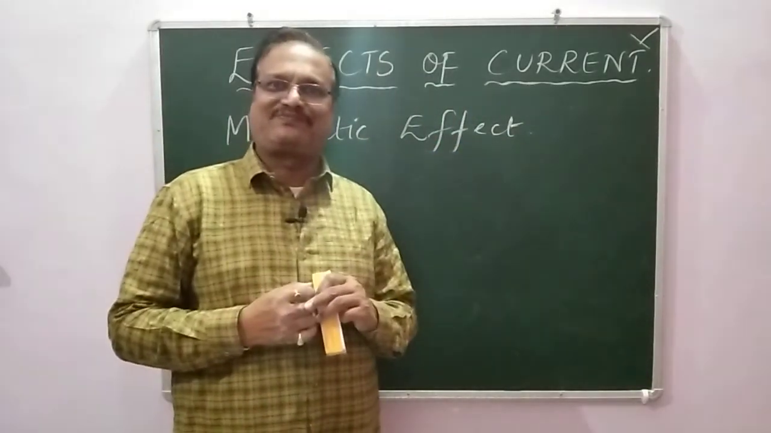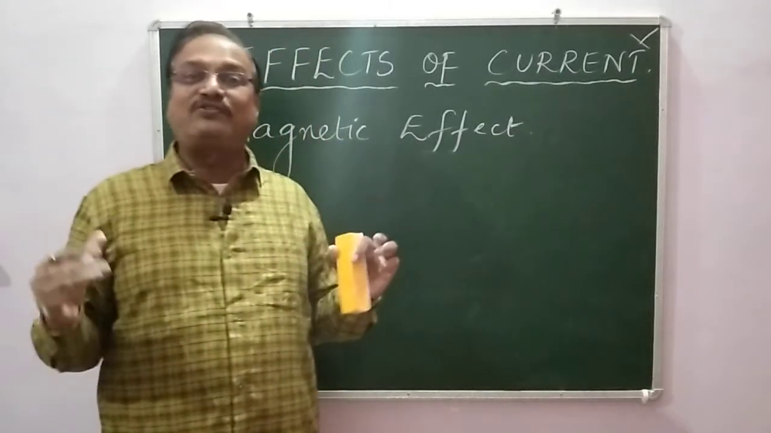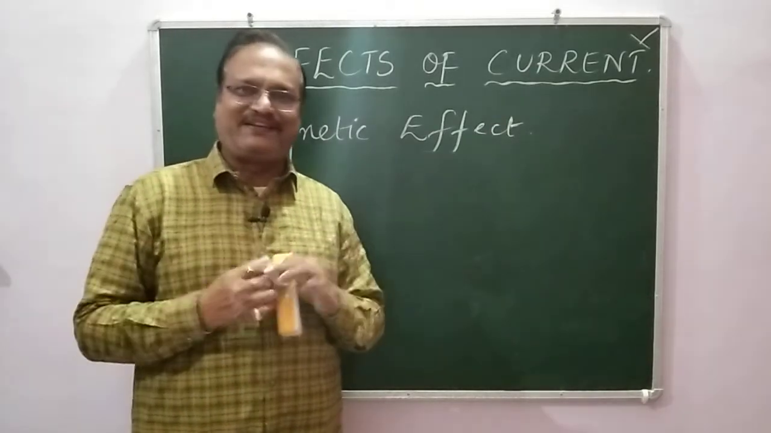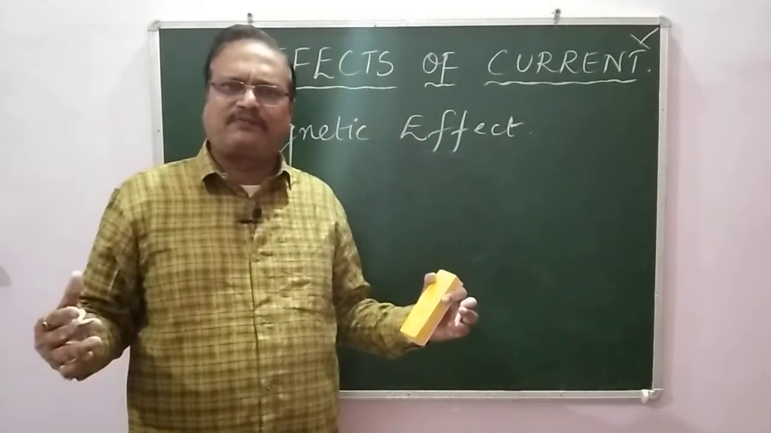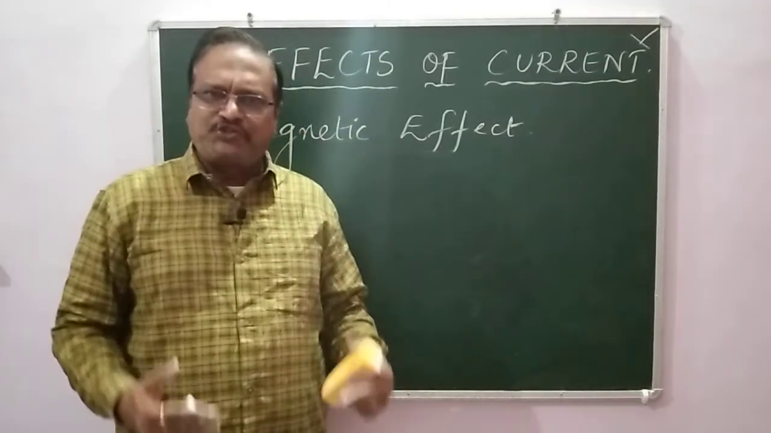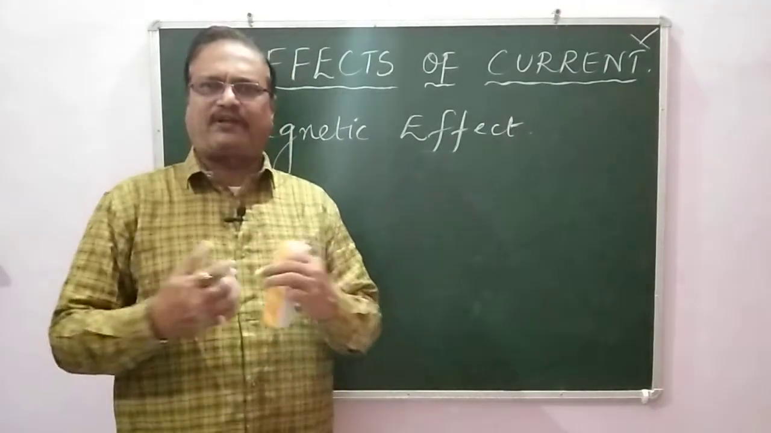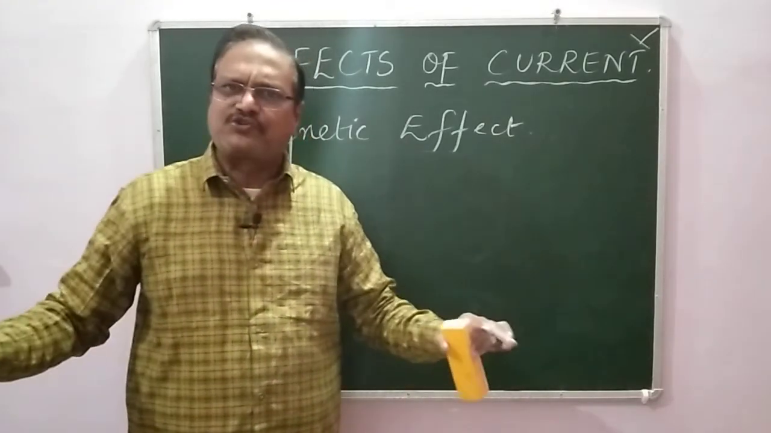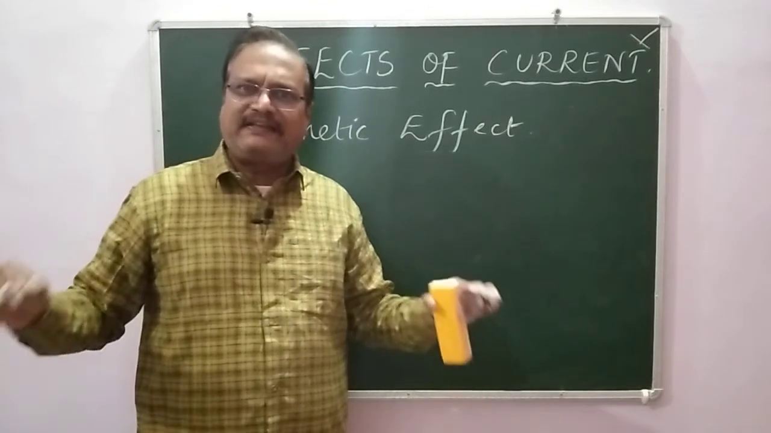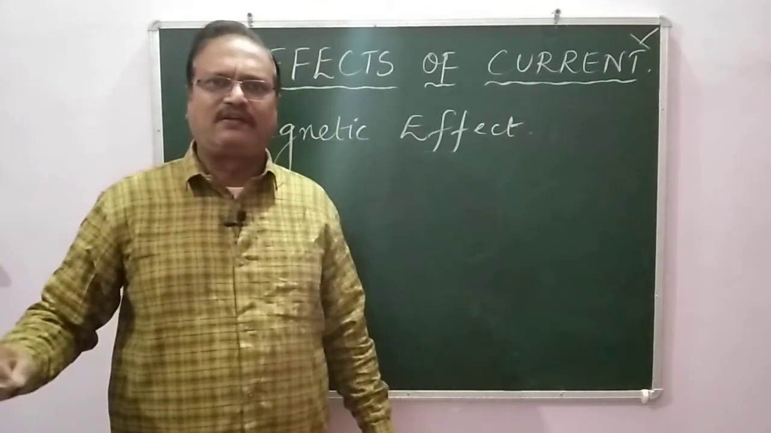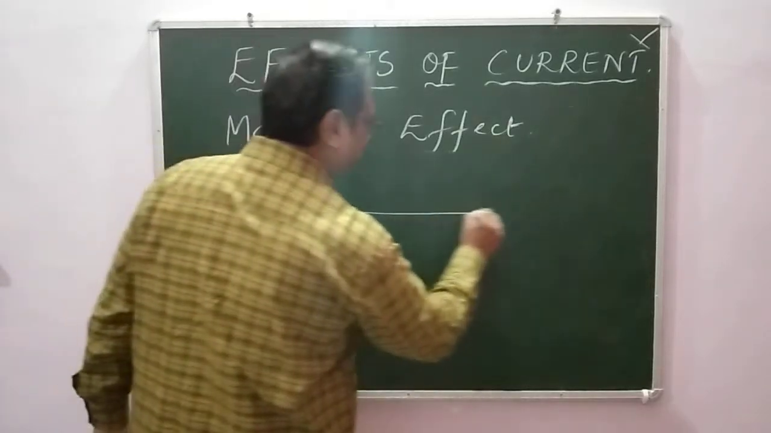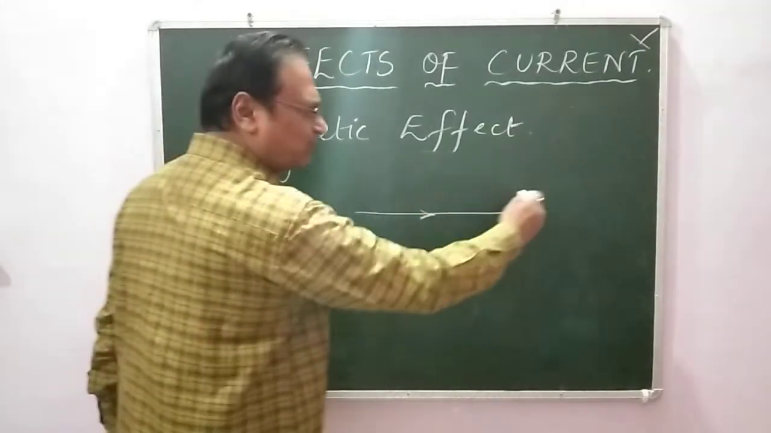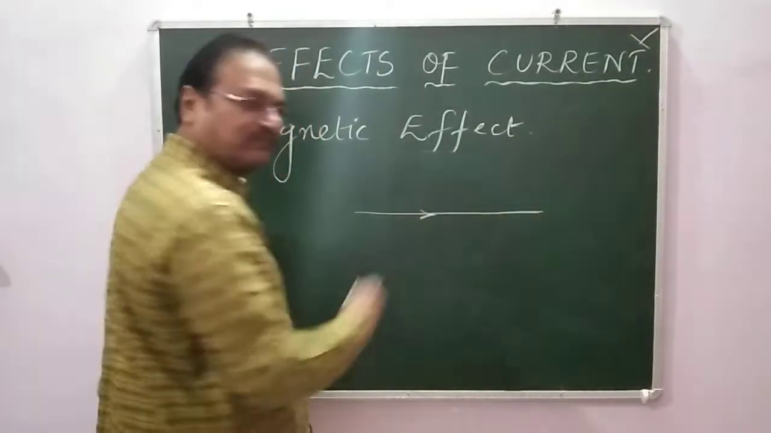There was a scientist and his name was Ørsted. He was doing an experiment. He was sitting in a chair and there was a table in front of him. On the table, he had many apparatus, and then he had a wire. A piece of wire like this, and he allowed the current to flow through it. Current was flowing, electrons are flowing.